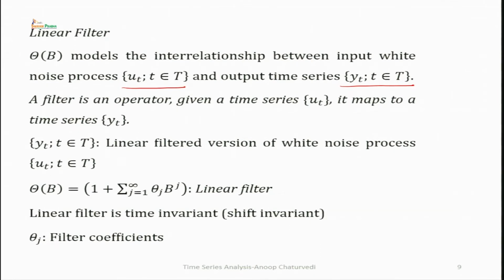So, you have an input time series u t, then you are using theta B, and through theta B you get the time series y t, or you can say it maps to a time series y t. So, that is why theta B is called a linear filter, and you can say that y t is a linear filtered version of white noise process. So, in fact, you started from a white noise process, a purely random process u t, and then through this linear filter theta B, the time series u t maps to a time series y t.